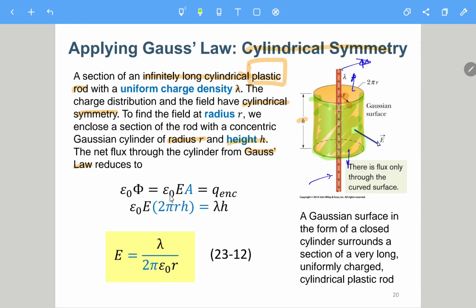So we have E phi equals epsilon naught EA, and the surface area should be 2 pi r, which is the length of this circle. And then if you just cut it out and flatten it, it will be a rectangle. The width will be 2 pi r and the height will be h. So the surface area will be 2 pi r h, and the Q enclosed would be the charge between this point and this point. So we have h multiplied by the linear charge density. The h and h can be cancelled, and then we arrange the terms so that it will be like this.